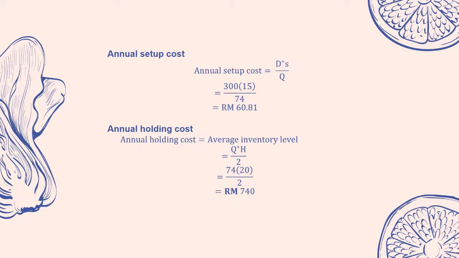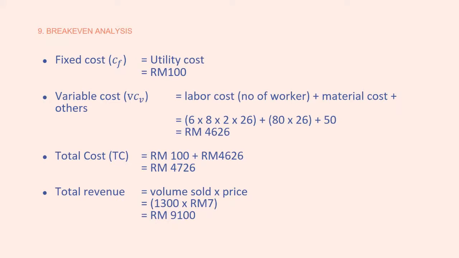After that, we calculate the annual setup cost. So we get 60.81 ringgit Malaysia. And then we calculate the annual holding cost. The annual holding cost is equal to the average inventory level, which we get as 740 ringgit Malaysia. And then we move to the break-even analysis.